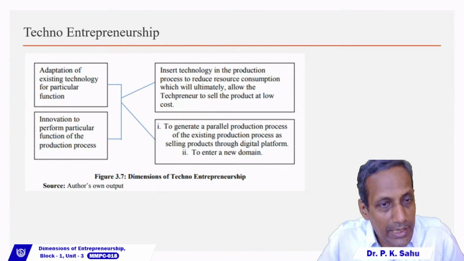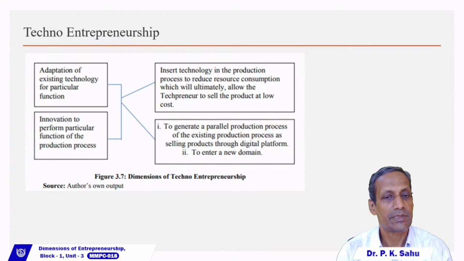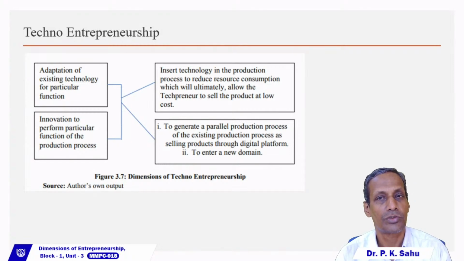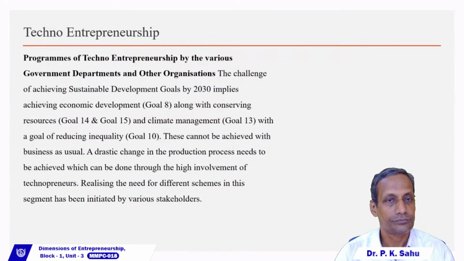Now here, this particular slide shows the dimensions of techno entrepreneurship. Adoption of existing technology for a particular function and the innovation to perform a particular function of the production process can give rise to two aspects. You need to insert technology in the production process to reduce resource consumption, which will ultimately allow the technopreneur to sell the product at low cost, or you can use these two aspects to generate a parallel production process of the existing production process, such as selling products through a digital platform, or to enter a new domain. So there are again various programs designed for techno entrepreneurship by various government departments and other organizations.